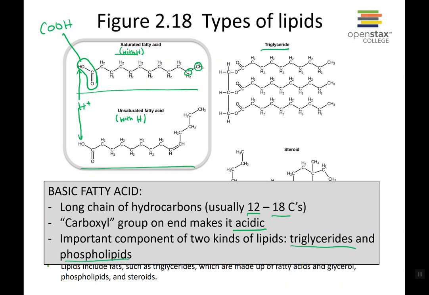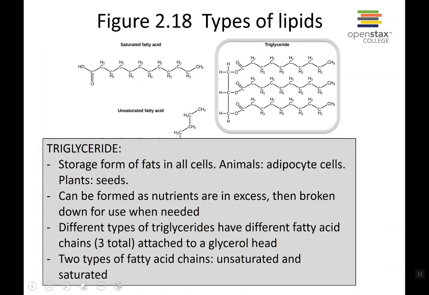So let's start with triglycerides. The tri comes from the fact that there are 1, 2, 3 fatty acids in a triglyceride, and they are bound to a glycerol, which is a 3-carbon molecule related to glycerin. Glycerin is the major component of a lot of soaps and body washes, and glycerol is similar in nature to that. Triglycerides are the storage form of fat in all cells.